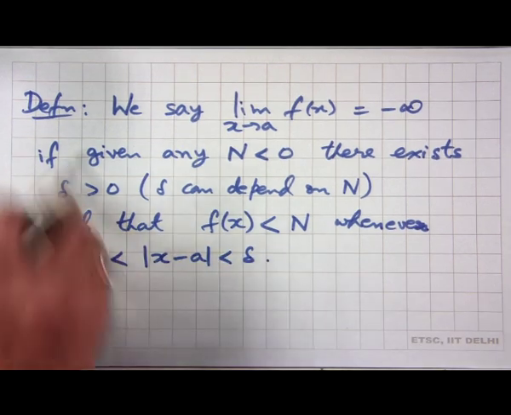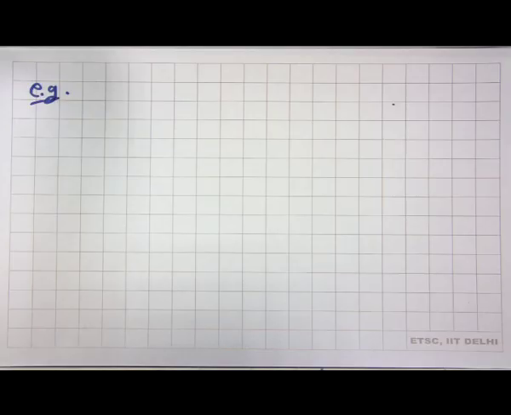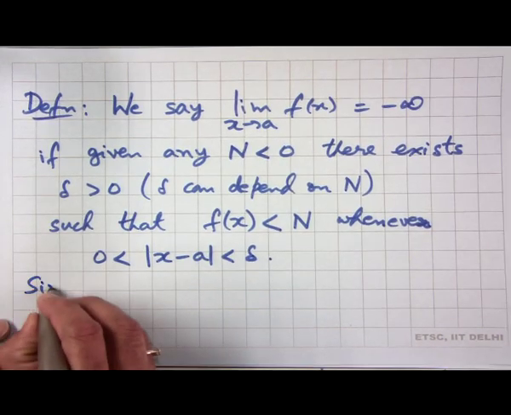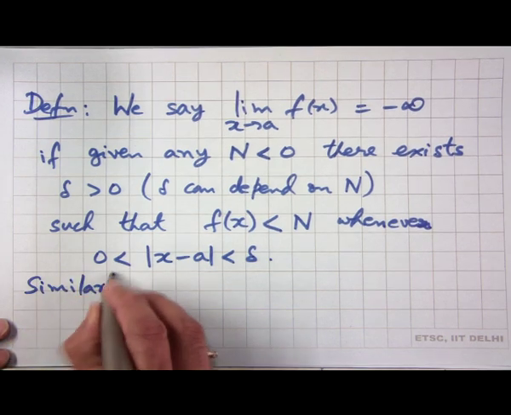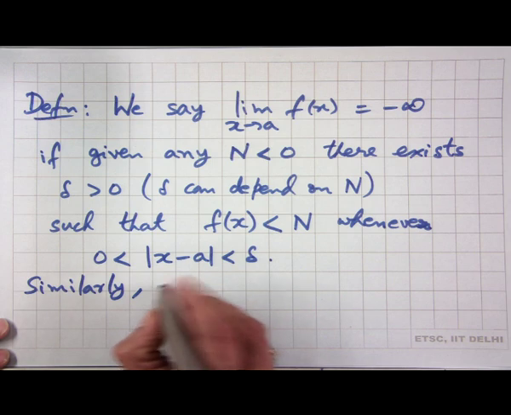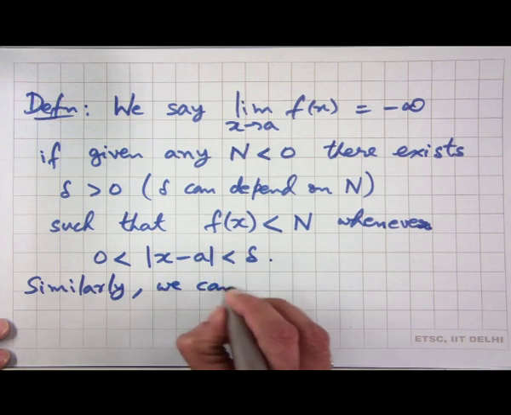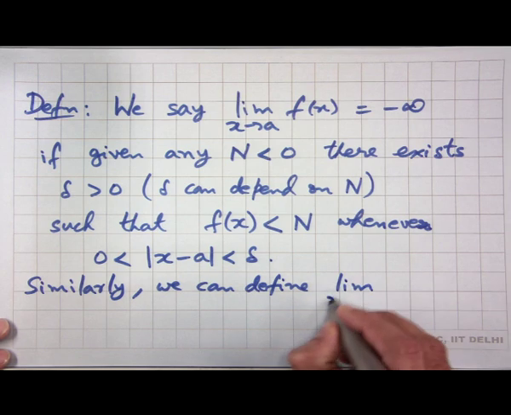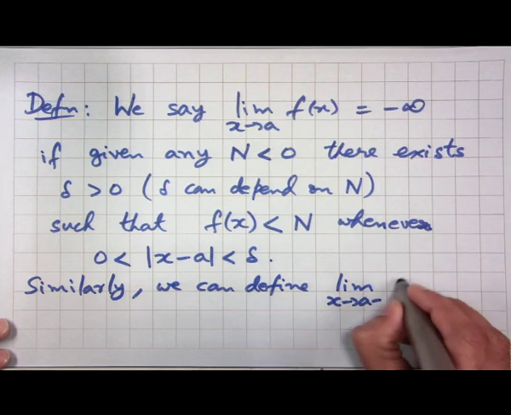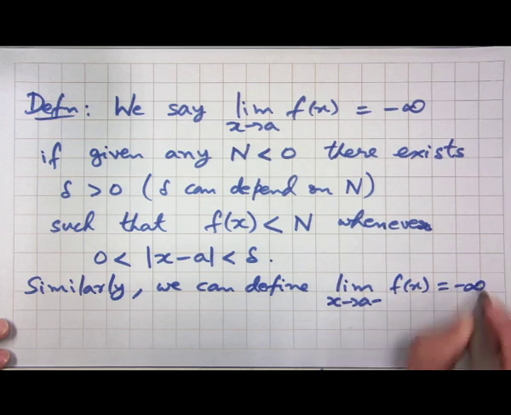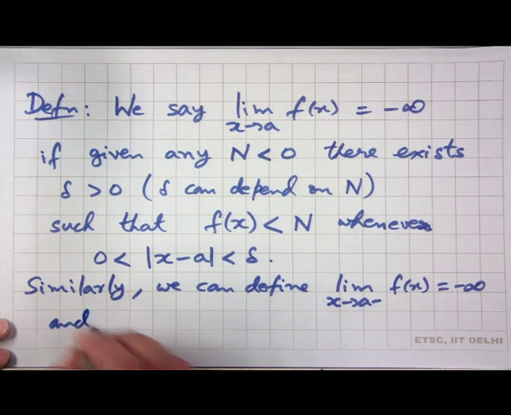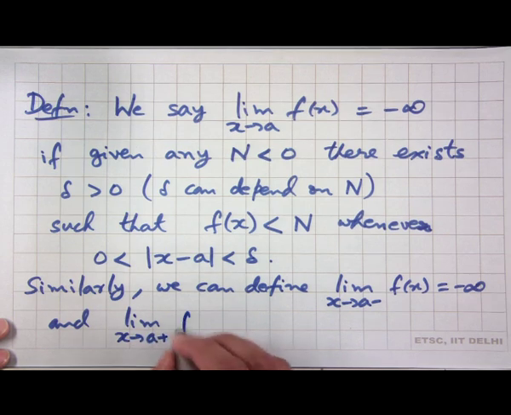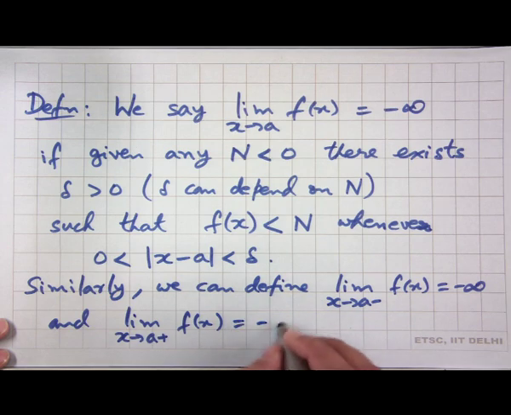So, for example, let me write, similarly, we can define the left hand limit of f of x equal to minus infinity and the right hand limit of f of x to be equal to negative infinity.